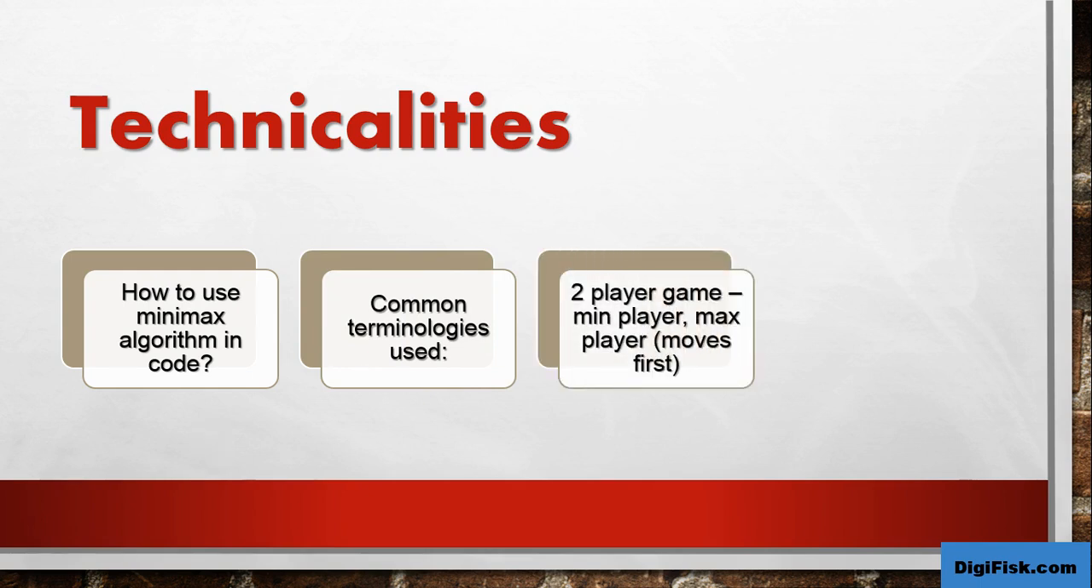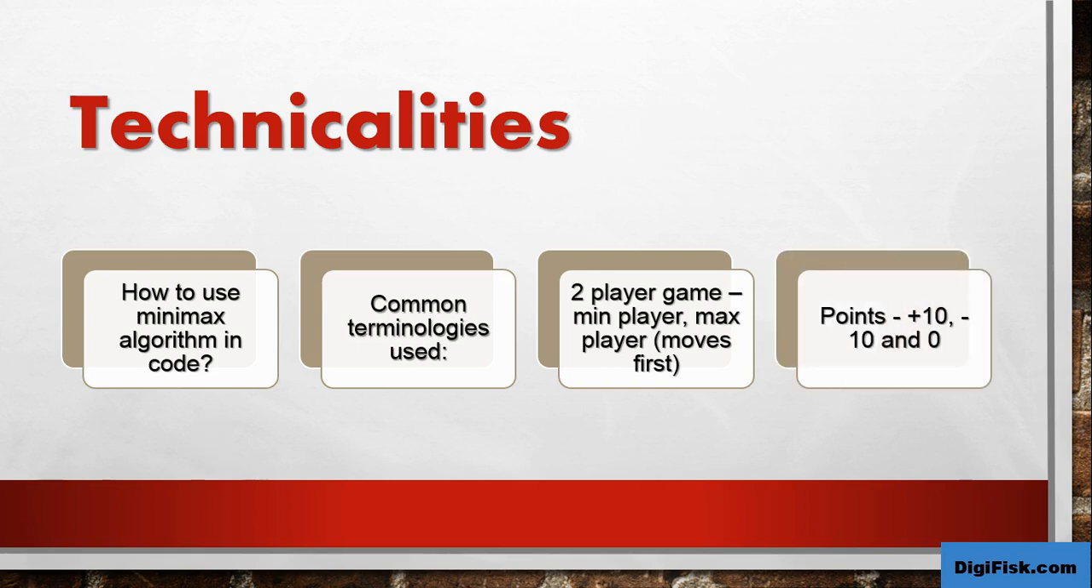So first of all, let's look at some common terminologies used in this algorithm. As I explained before, the minimax algorithm is used for two-player games and nothing else. One of the players is called the max and the other is called min. I explained why that's the case in the examples we looked at above, and the max player always moves first in every iteration of the minimax algorithm. I already told about this as well.